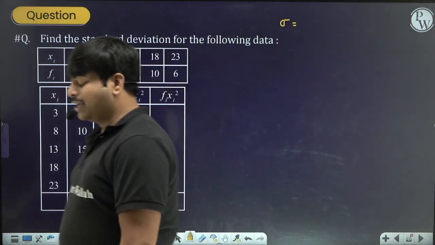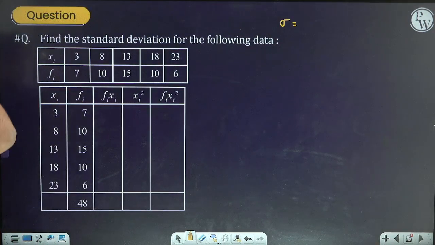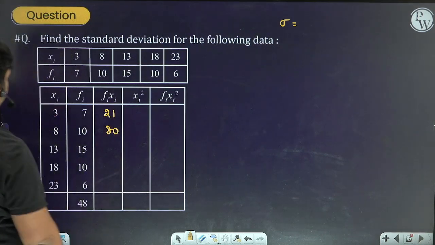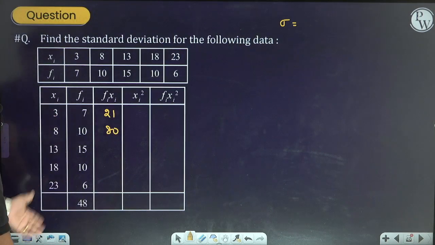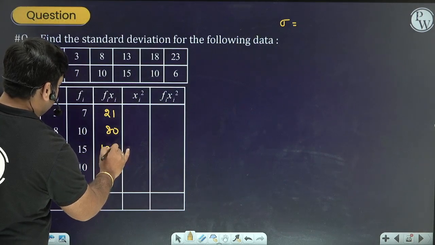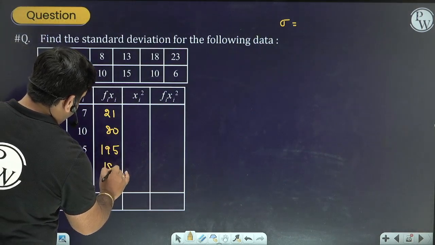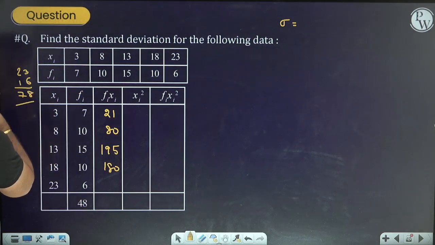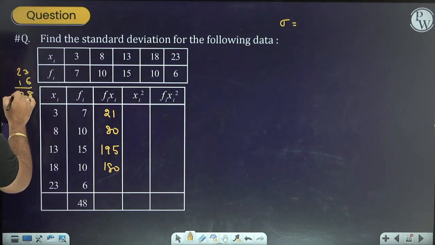Okay. So what is fi into xi? Do it. What is fi into xi? 2 1s, 8 10s, 80, 13 15s. How much is that? 15 12s, 180, then 195 maybe. Once again, cross check that. This is 180 and 2 3s are 6, 6 3s are 18, 3 2s are 6. Sure? No. 6 2s are 12, 13. 138, sorry.